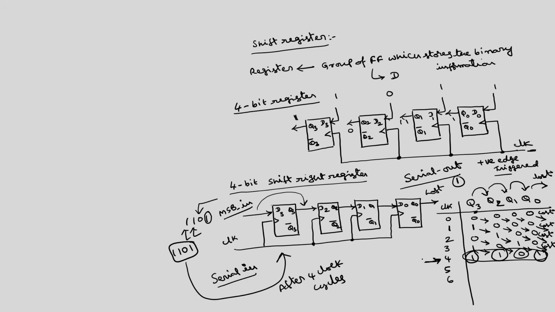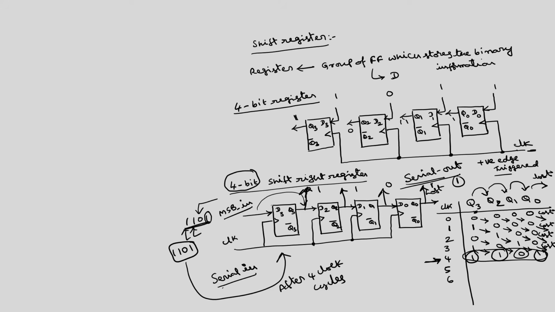After 4 clock cycles, if I read the data from here, what will be the data available? Whatever you have fed serially, which is 1 1 0 1. So, if you want to convert the serial in data into parallel out, we require 4 clock cycles in case of a 4 bit shift register. In general, for an n bit shift right register, to convert the serial in data into parallel out, we require n clock cycles, whereas for serial in, serial out, we require 2n clock cycles.